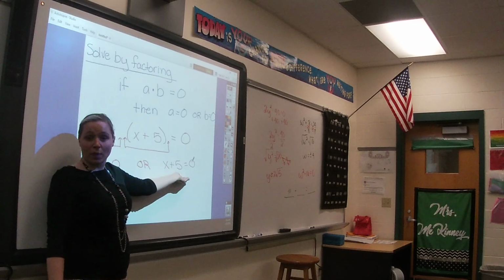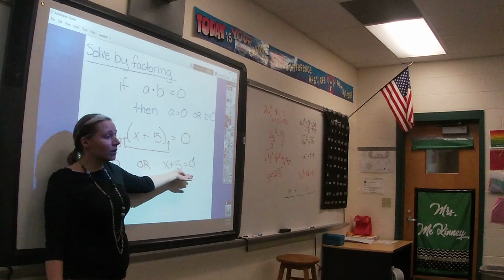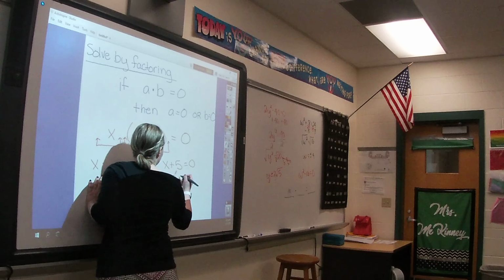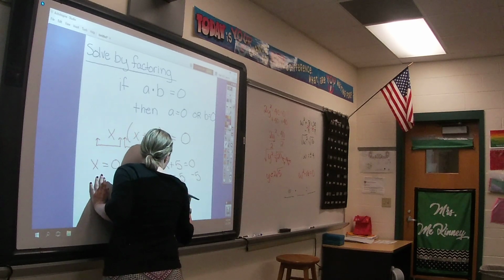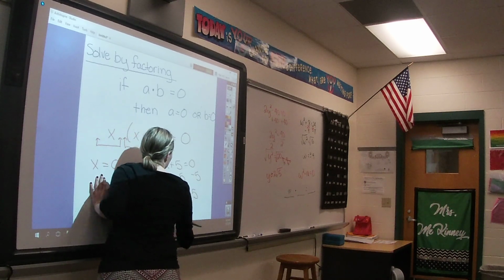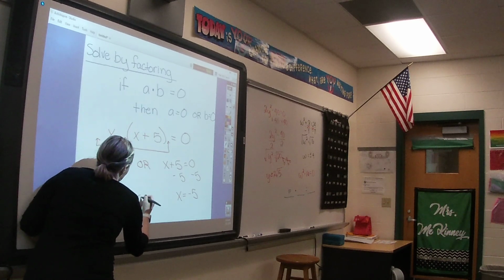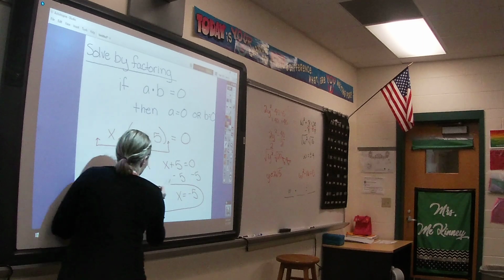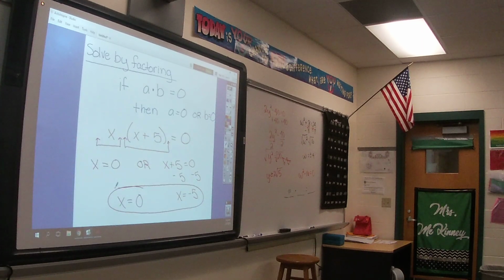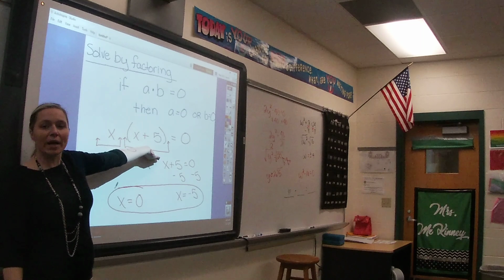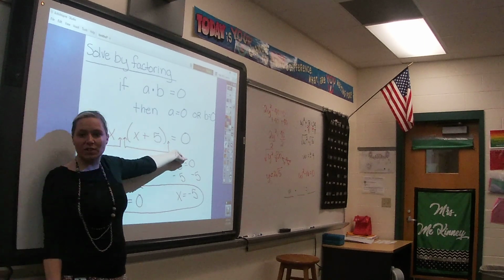This one, we're going to have to do a small amount of math work. How do we solve x plus 5 equals 0? We subtract 5 from each side. And we get x equals negative 5. So that says x can equal 0 or x can equal negative 5 for this equation to have an answer of 0.